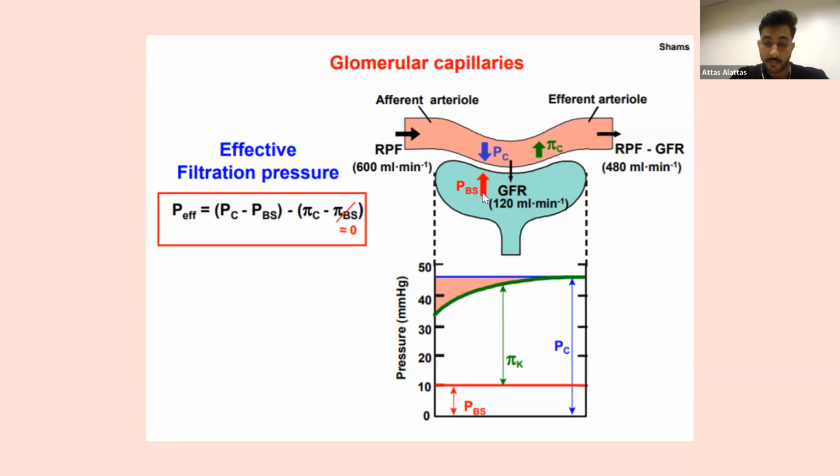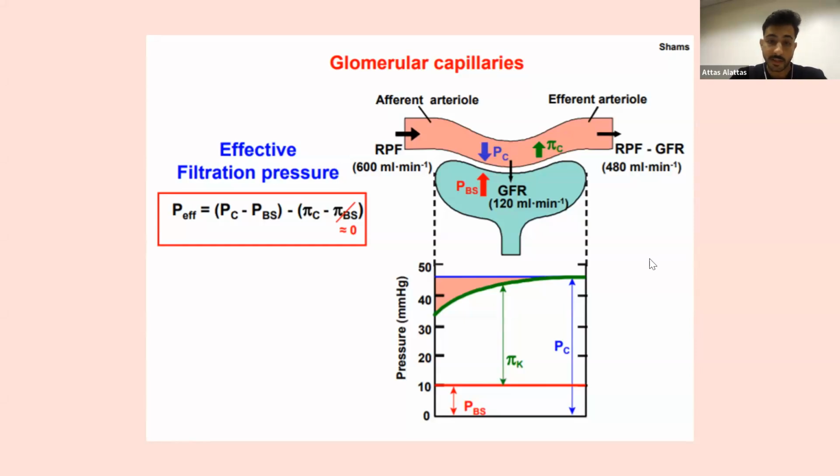So as you filter the fluids, the oncotic pressure here will increase, because you're removing fluids and only leaving the proteins in the capillary. The oncotic pressure will increase to an extent where the hydrostatic pressure in the capillary and the oncotic pressure in the capillary are equal. So when they're equal, the filtration will stop.